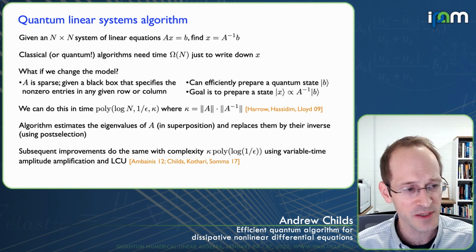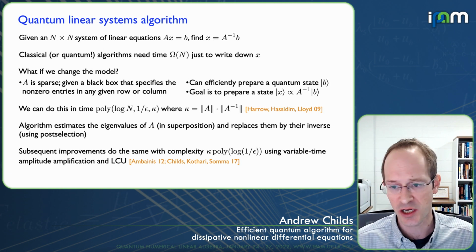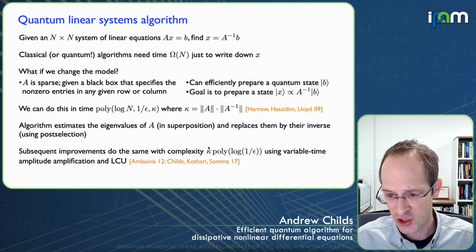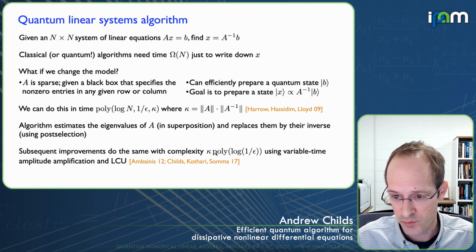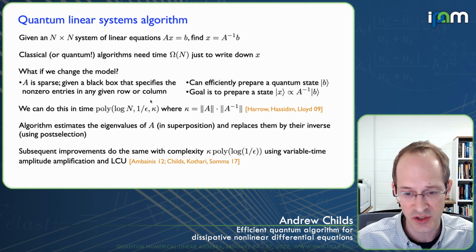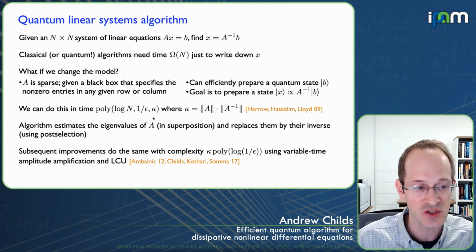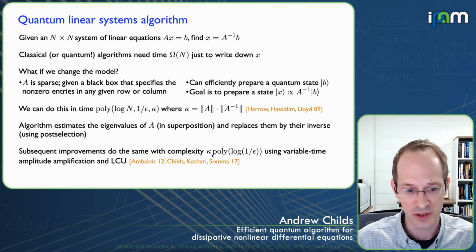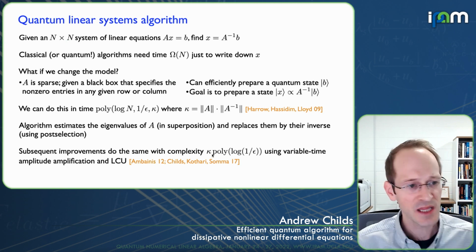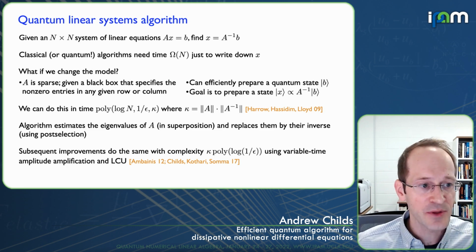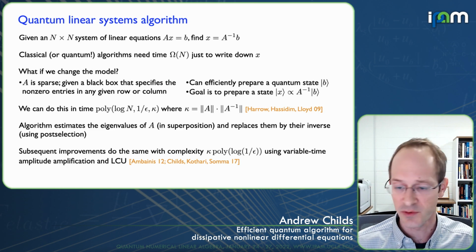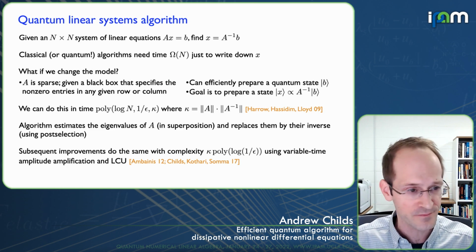These improvements are not going to be so relevant for the applications that I'm going to talk about today, but just to mention that there have been some improvements that have shown how to get exponentially better dependence on the error and quadratically better dependence on the condition number. So the original algorithm had kappa squared dependence on the condition number, but in fact it's possible to make it linear in kappa, and that's the best you can do. Okay, but let me move on and talk about the application of these ideas to differential equations, because that's the thing that we really want to focus on for this work.